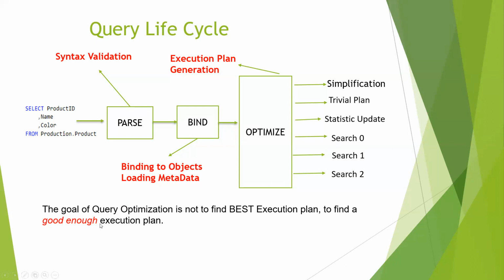The optimization will stop when it gets an optimal plan for the execution, right? The goal of query optimization is not to find the best execution plan, but to find a good enough execution plan. A good enough plan is sufficient. Instead of searching for the best execution plan, it checks whether an optimal plan is available for the query to execute. If it identifies one, it will stop there and generate the estimated plan for the execution, right?